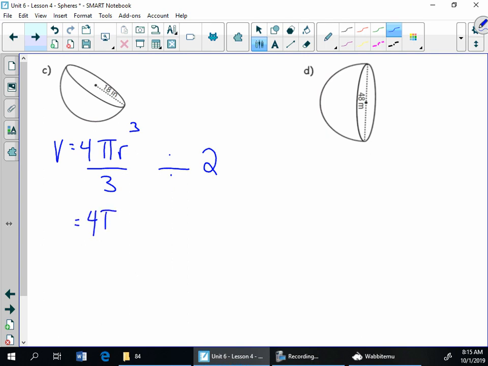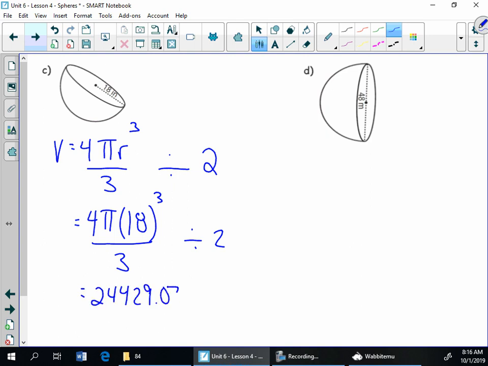So what do we got? 4 pi times 18 cubed divided by 3. And then again, we're going to divide by 2 afterwards. So what I would do with my calculator is I'd do the first part. I get 24,429.02. And then I'm going to divide that by 2. And end up with 12,214.51, this is inches this time, cubed. The exact same thing, but we only want half of it, so we have to divide by 2 at the end. You gotta try the last one here.